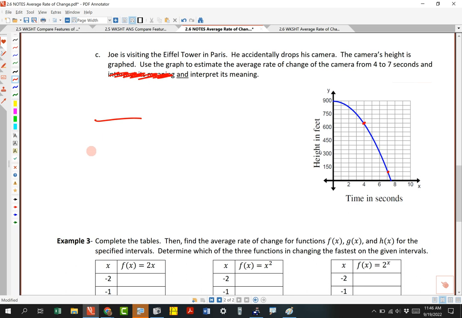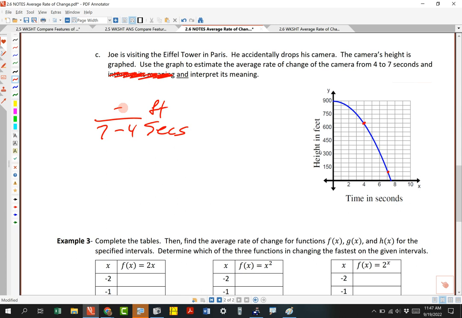Abby, what goes on the bottom of this? It is seconds. Perfect. Megan, what label goes on the top? Height in feet. So we'll put the actual measurement there. What numbers go on the bottom, Samara? It's a little subtraction problem. Yeah, it would be 7 minus 4. Perfect. 7 minus 4. It's always x2 minus x1. It's the second one minus the first one.